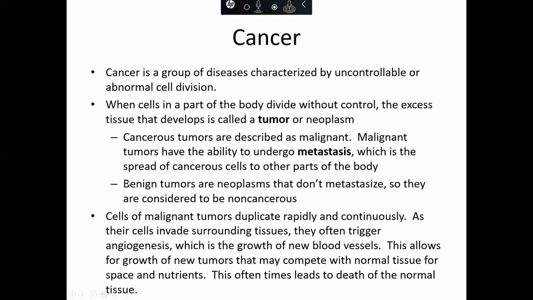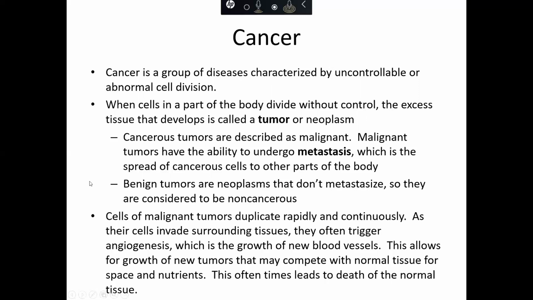I've always been told benign, you're fine, because benign tumors are tumors that don't metastasize. Does that mean benign tumors are safe because they're non-cancerous? No. Some benign tumors, like brain tumors that are benign, can actually be very dangerous as well.